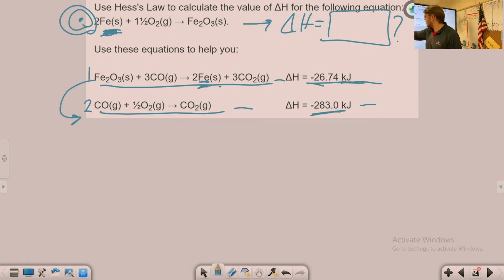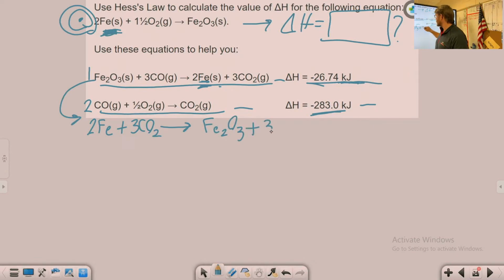So I'm going to rewrite it flipped. What does it mean to flip it? Well, the reaction proceeds one way. We're going to flip the entire thing on its head, put all the products on the reactant side and all the reactants on the product side. We're just going to rearrange it. Which means we're going to write 2Fe plus 3CO2 yields Fe2O3 plus 3CO.